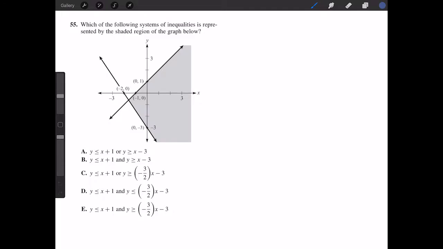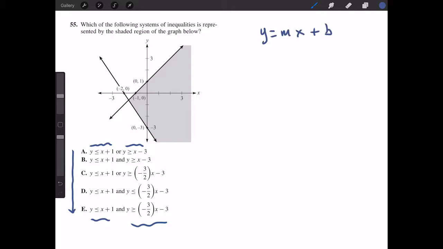55 reads, which of the following systems of inequalities is represented by the shaded region of the graph below? So, as always, you want to take a look at the choices that you have. All these 5 choices, you'll notice that the equations of the lines given are in what's called slope-intercept form. y equals mx plus b.